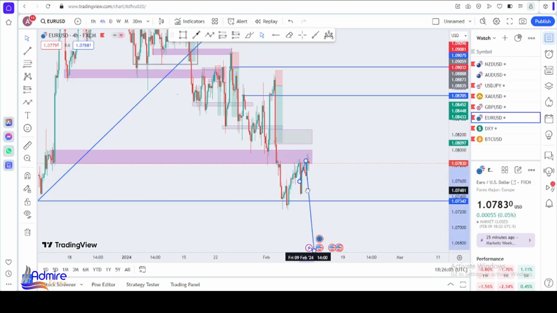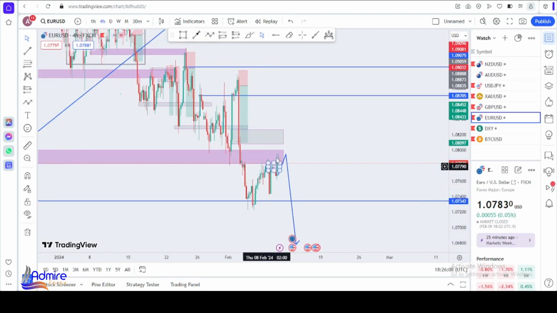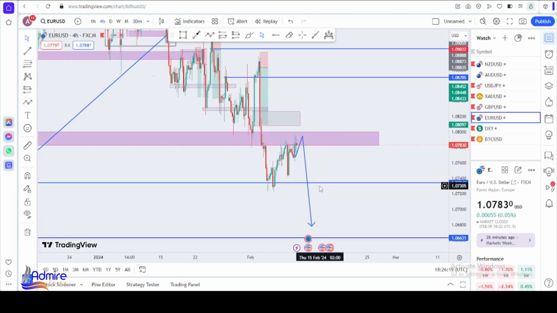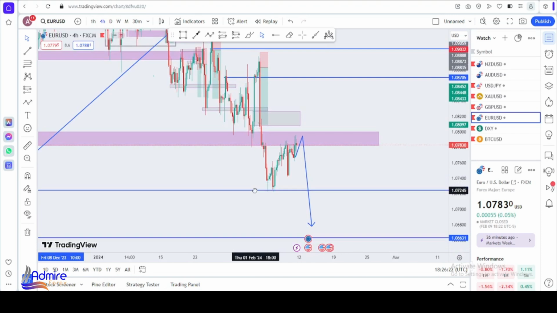So we are seeing the higher time frame idea play out. For this week, we'll be looking out for price to retest this zone. Let me extend this a little bit. We'll be looking out for price to retest this zone and push all the way to the downside, just like before. Our first level target is this blue area, at the 1.07245 area.